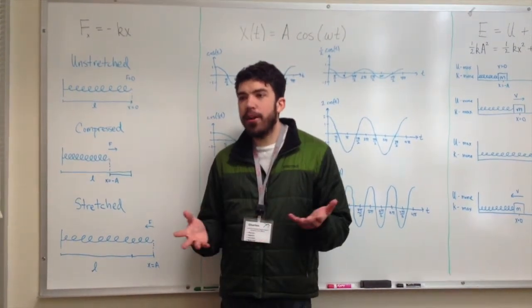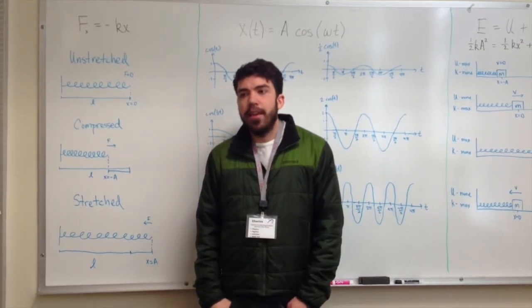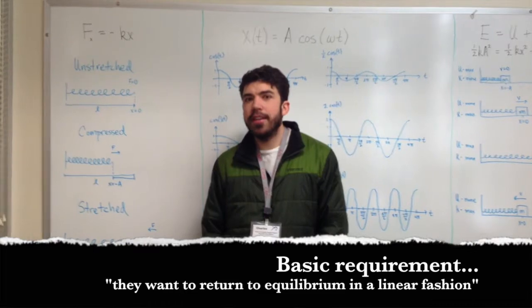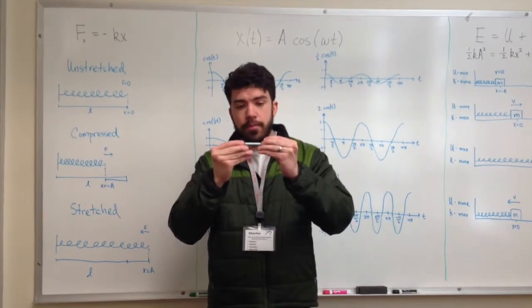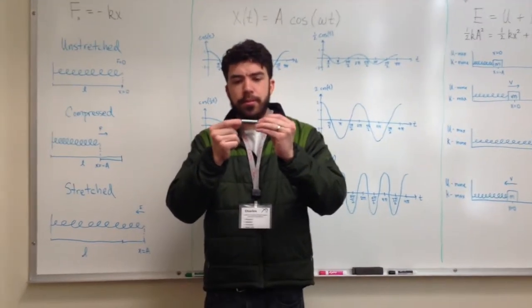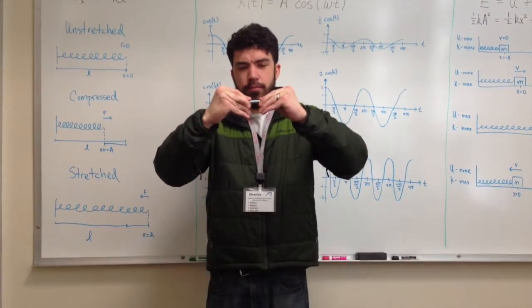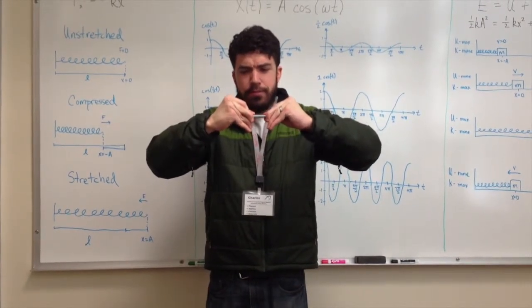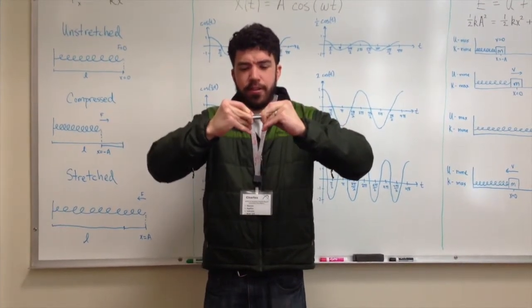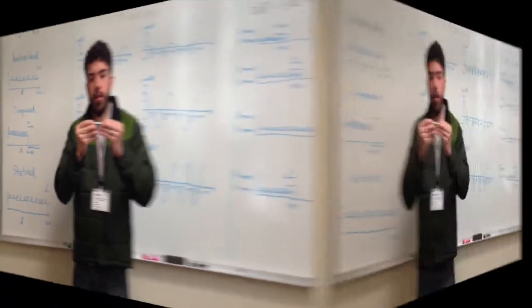The basic requirement, in fancy physics language, is that they want to return to equilibrium in a linear fashion. Now, what does that mean in English? If I stretch this spring from equilibrium, which just means where it wants to be, stretching just a little bit is easy, but if I try and stretch it more, it gets harder and harder and harder, and then it returns back to equilibrium, where it was before.